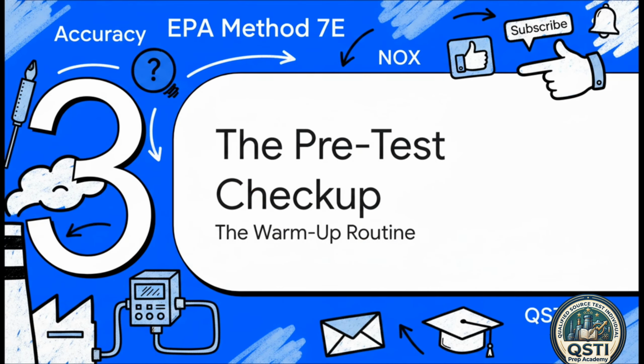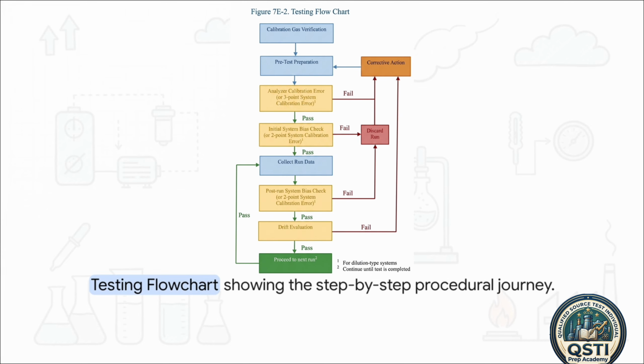All right, Section 3, the pre-test checkup, the warm-up routine. Okay, your system is built, but before you collect a single sample, your system must rigorously prove its accuracy to you. The EPA provides a testing flowchart that acts as your actual roadmap in the field, ensuring you never skip a required QA/QC step.